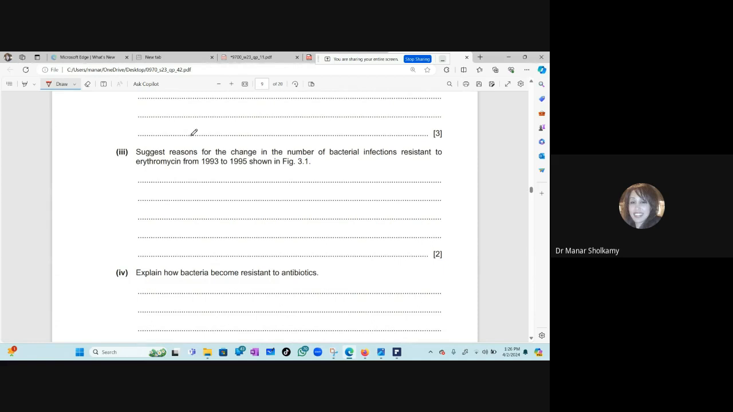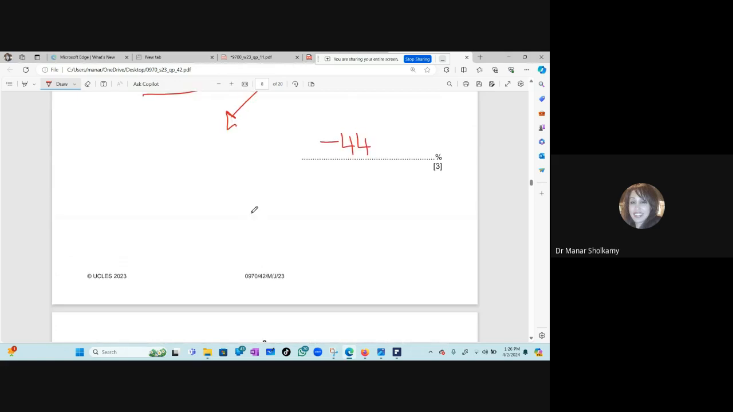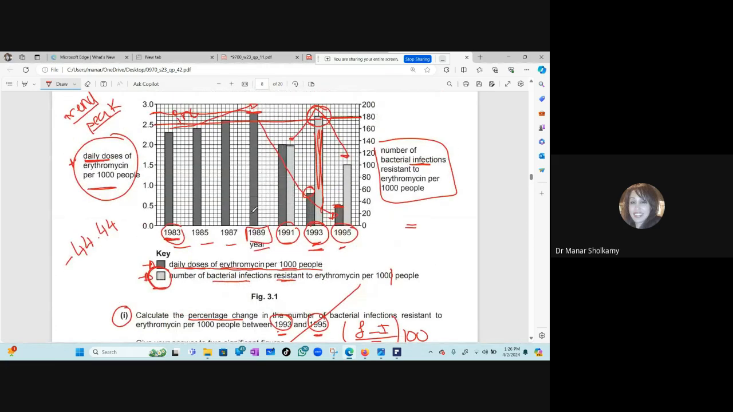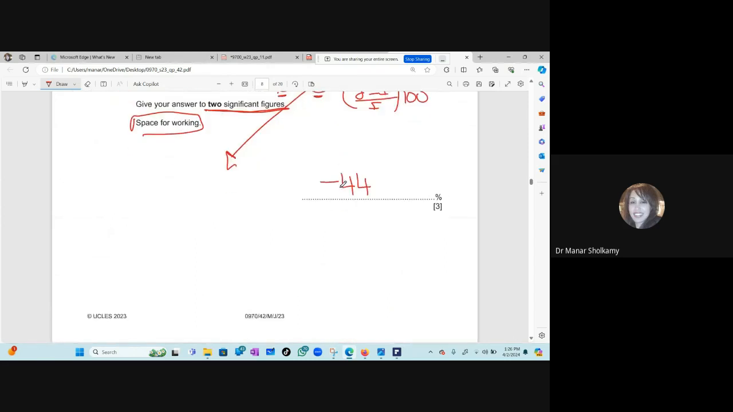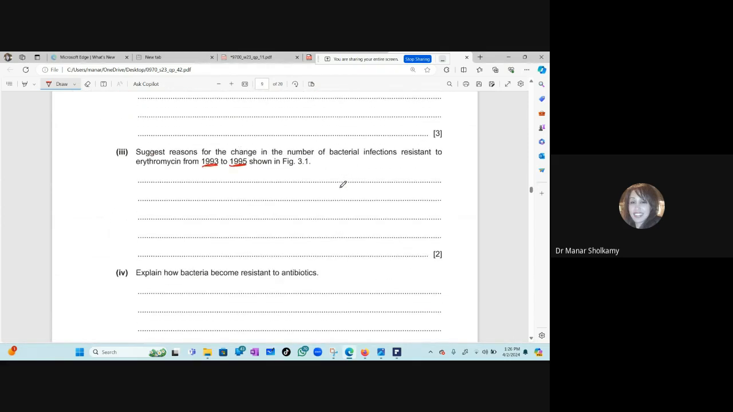Suggest reasons for the change in the number of bacterial infections resistant to erythromycin from 1993 to 1995 in the figure. So I'll have to first go to 1993 and look at the number of bacterial infections, which is the light bar. I can see that there's a decrease. So the number of bacterial infections resistant to the antibiotic decreased. So the antibiotic resistance decreased, not increased.